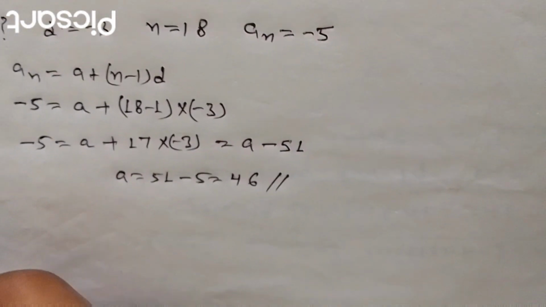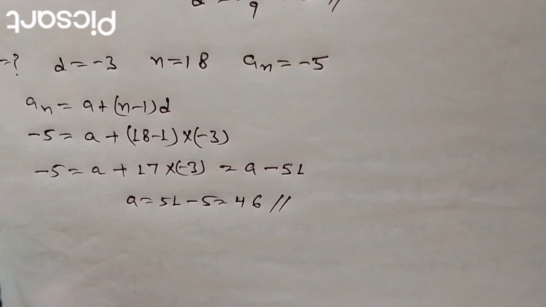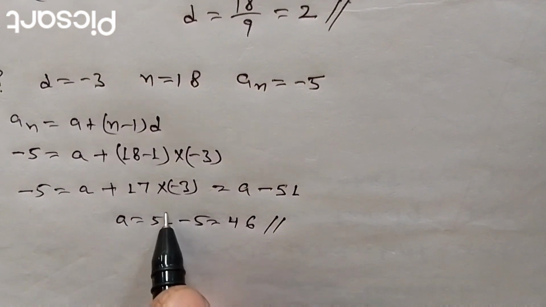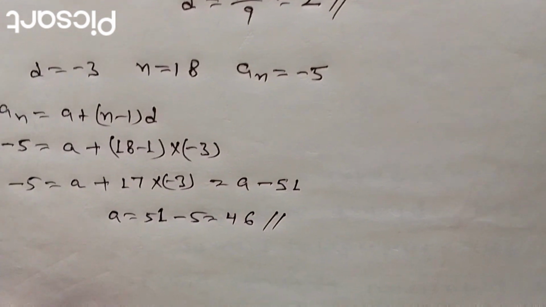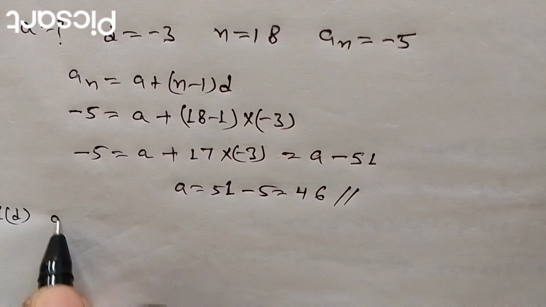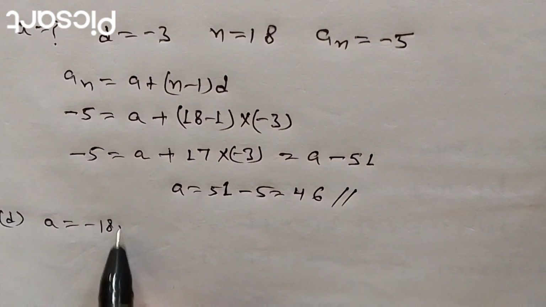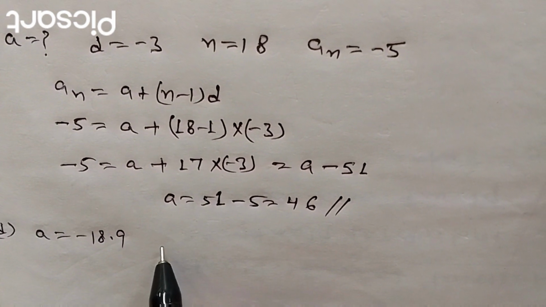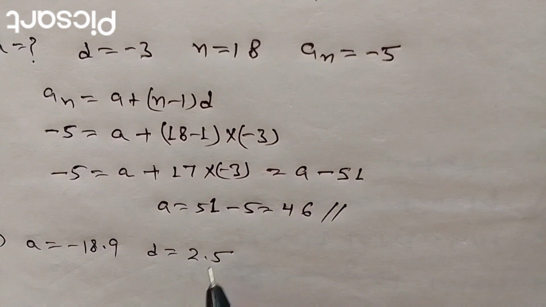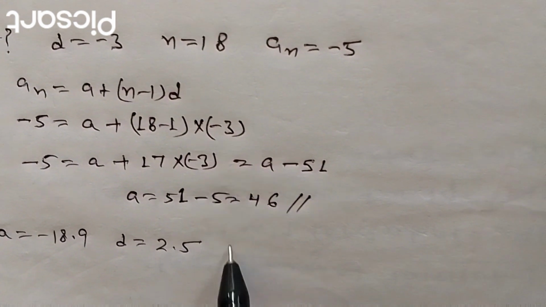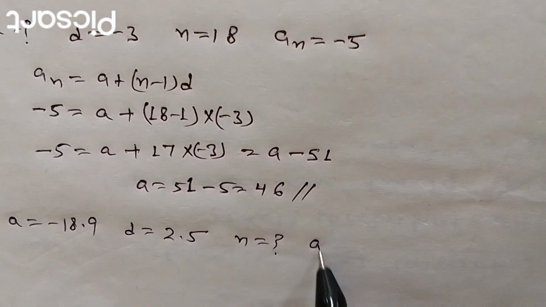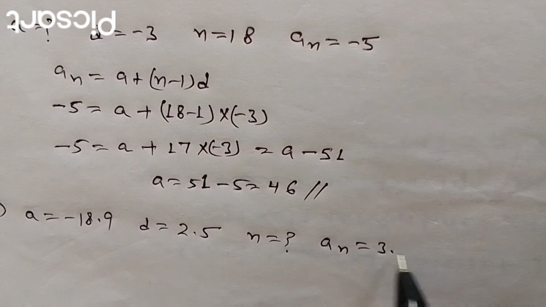Now the fourth part of the first question. That is, a is given as minus 18.9, common difference d is 2.5, then n we have to calculate, and an is equal to 3.6.